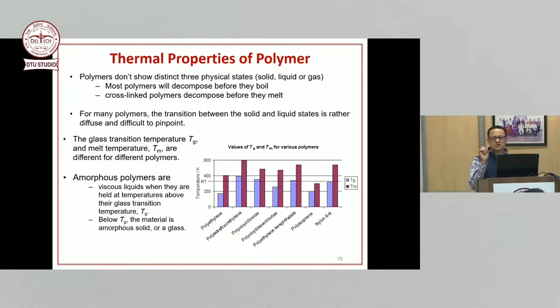Glass transition temperature is Tg. Melt temperature we represent as Tm. They are different for different polymers, but Tg is always lower than Tm for a particular polymer. For example, polyethylene, PTFE, PVC are just some examples. Of course, you don't need to remember them, but Tg is always lower than Tm for the polymers. Now, in the next few slides I'm going to say the same thing in different ways just so that you understand. It's coming on the slides, I'm just trying to explain it.